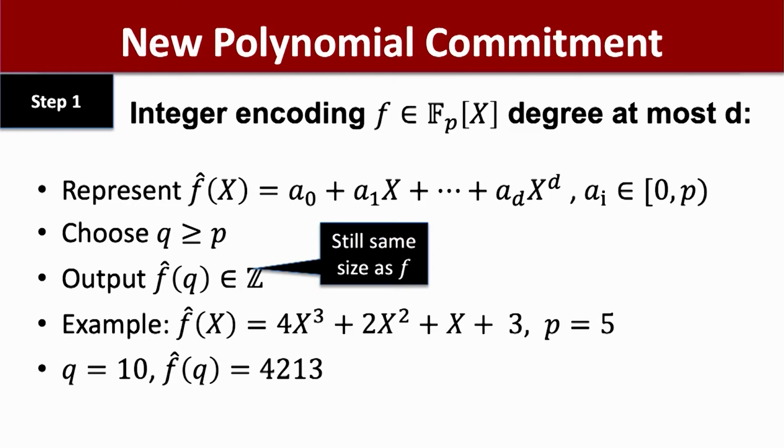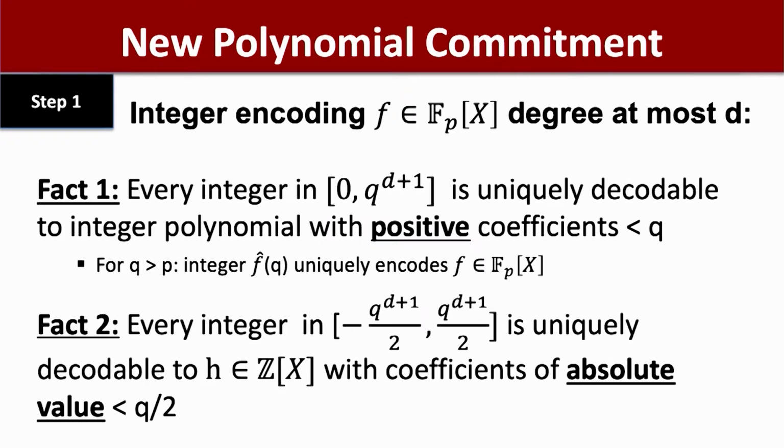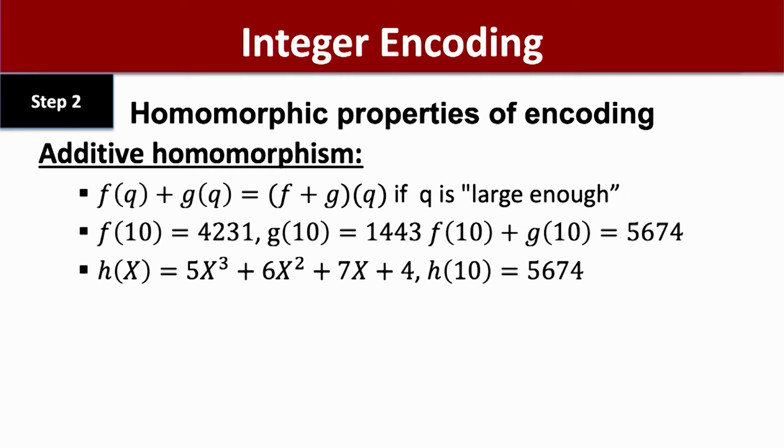But the nice thing is that it's easy to show that every integer in 0 to q to the d plus 1 can be decoded to a polynomial. So I can encode and then uniquely decode it. And I can also deal with positive and negative coefficients. Why is this encoding interesting? Well, it has nice homomorphic properties. First, you can see that it is additively homomorphic, at least up to a point.